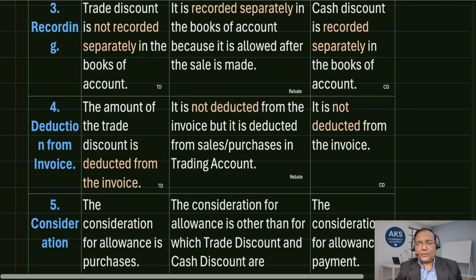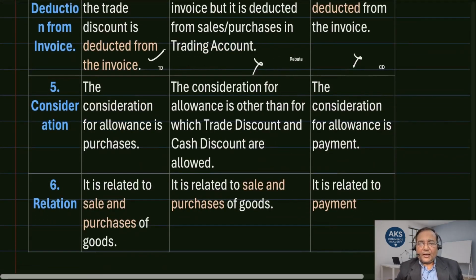Amount of trade discount is deducted from the invoice. So trade discount, we are deducting it from the invoice, whereas in case of a rebate, we have seen it is deducted from sales or purchases in the trading account, and it is not deducted from the invoice.